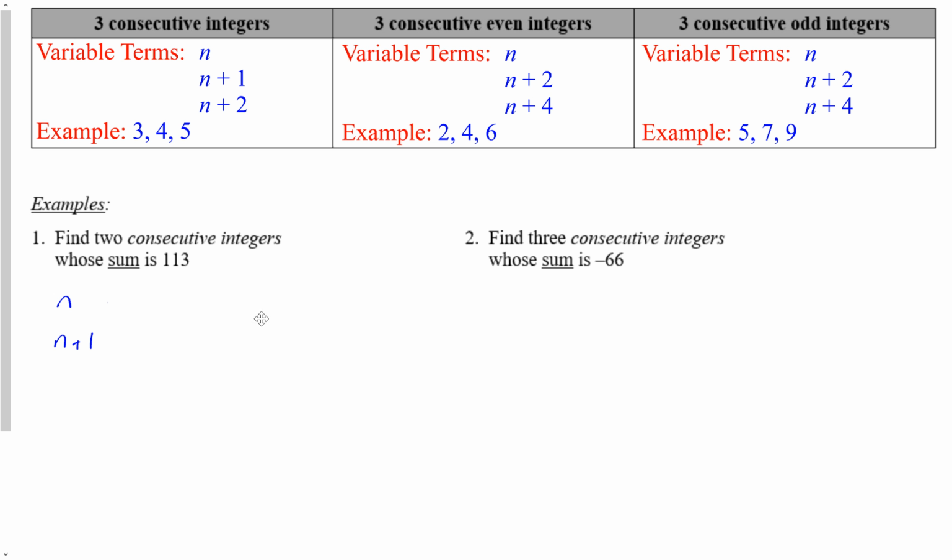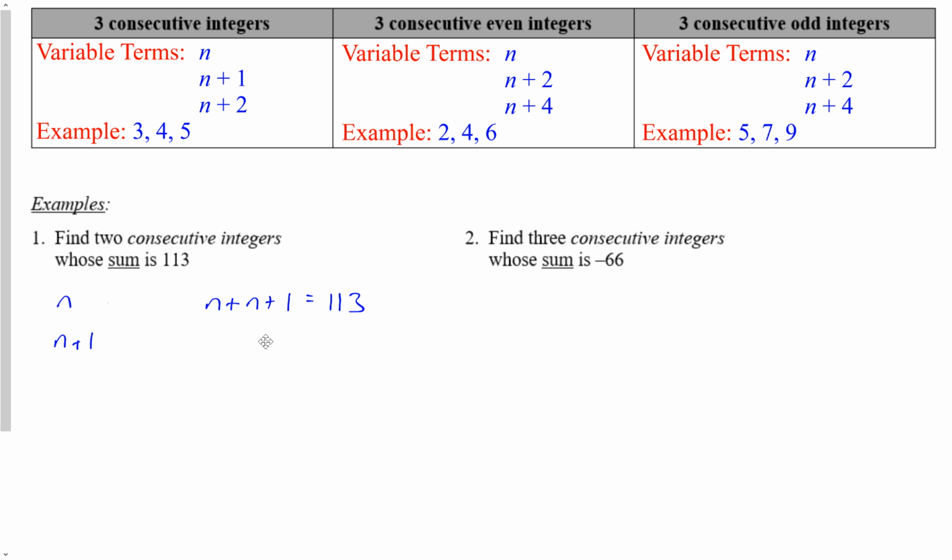So we have to write an equation using our variable terms and the operation that's told to us in the word problem equal to our total. So n plus n plus 1 equals 113 is our equation. From there, we're just solving like we've already worked on.